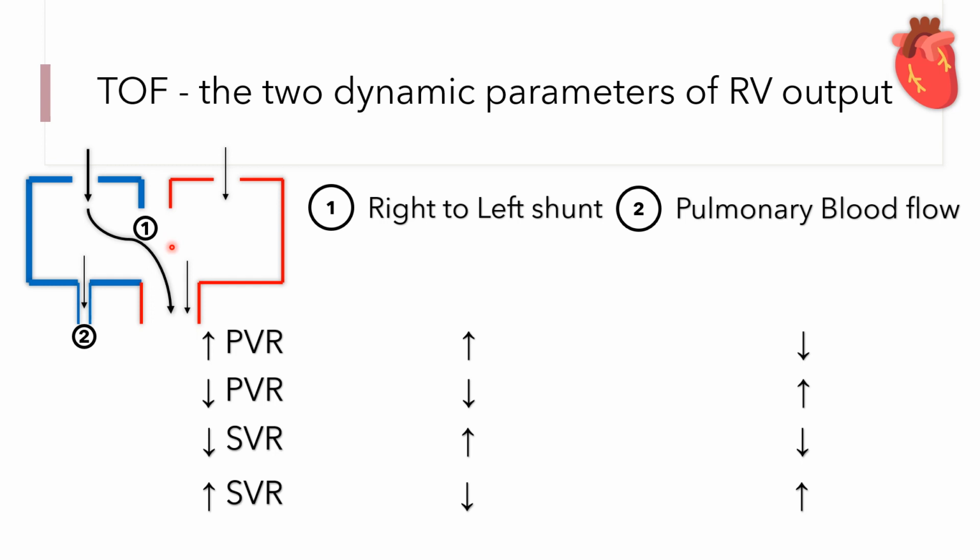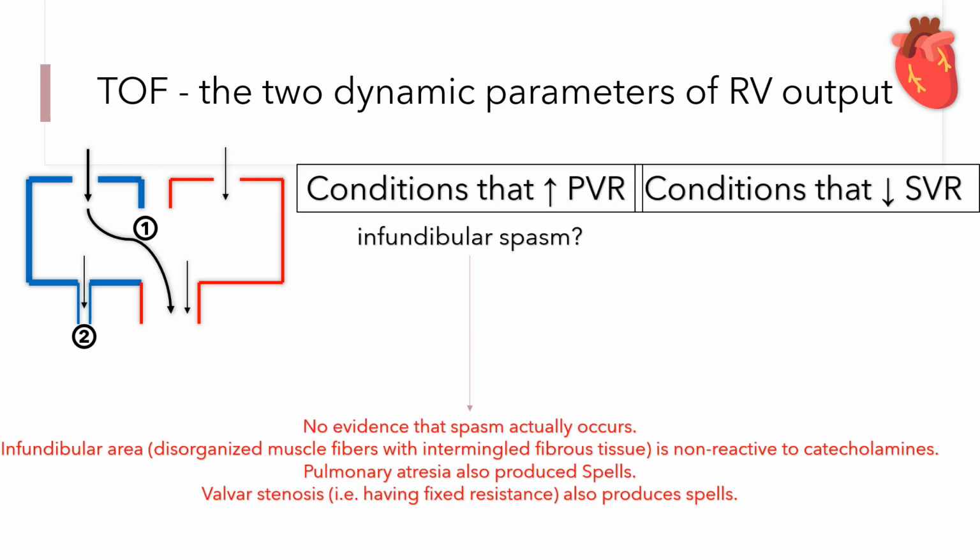increased right to left shunt and increased severity of cyanosis. And on the other hand, any condition that will cause a decrease in pulmonary vascular resistance or an increase in systemic vascular resistance will decrease the degree of right to left shunt and in turn will decrease the severity of cyanosis. This you need to understand.